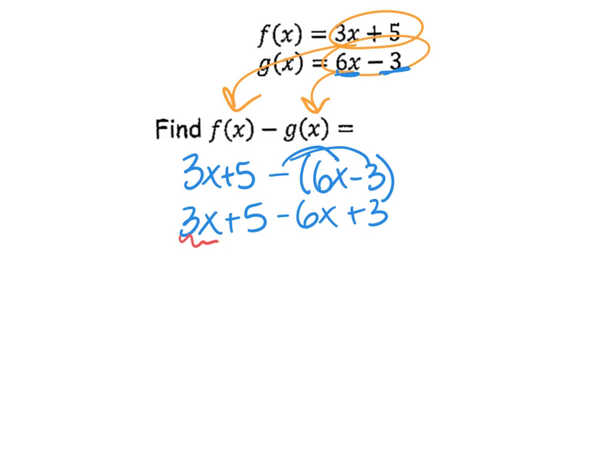Now combine like terms. 3x minus 6x. 5 plus 3. 3x minus 6x is negative 3x. And now the purple stars are 5 plus 3. 8. Just make sure that you subtract the 6 and you subtract the negative 3. Subtract negative makes it a plus 3.